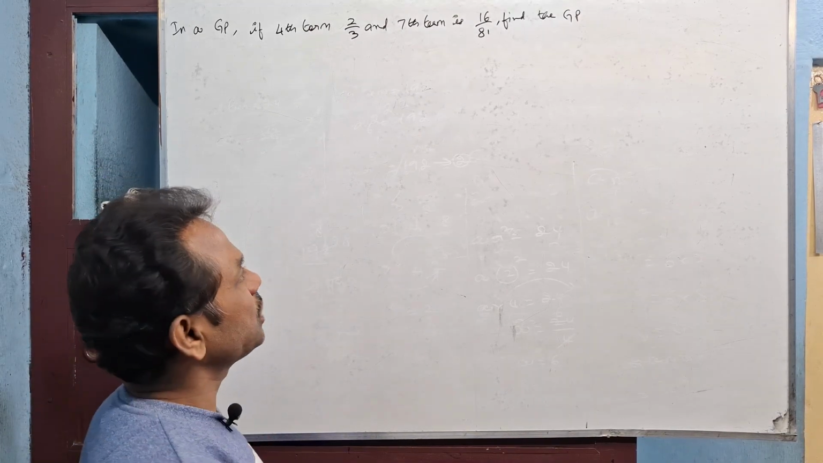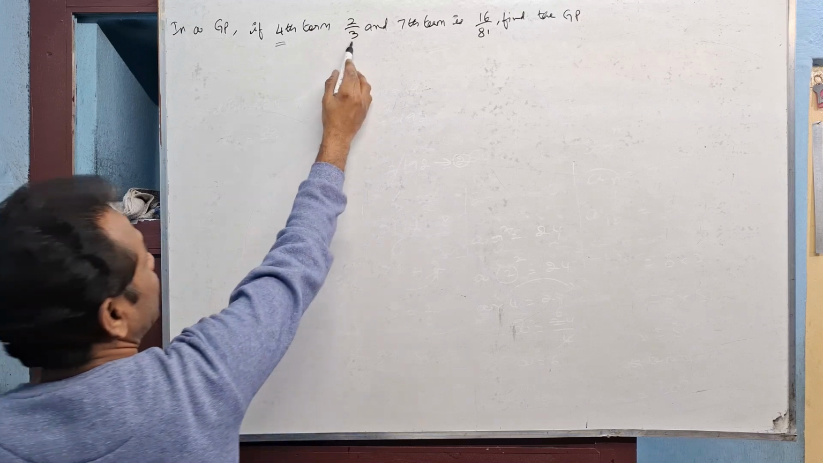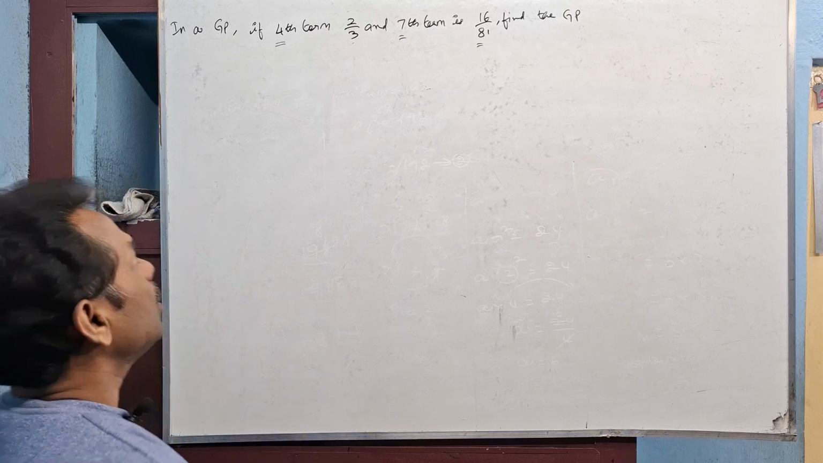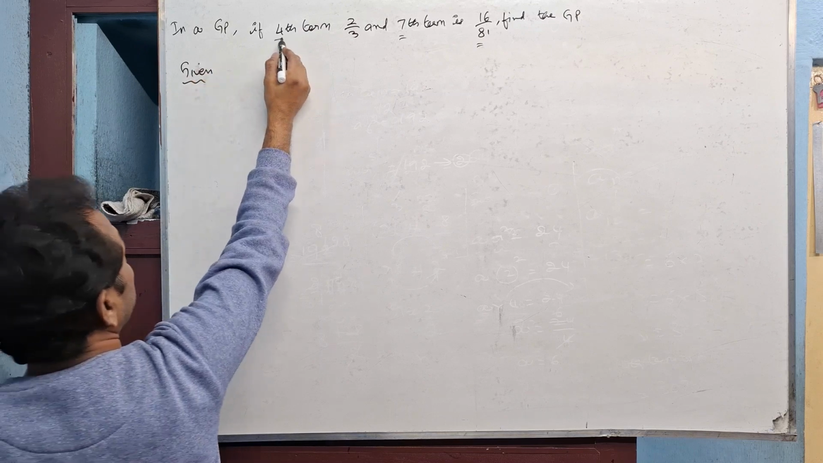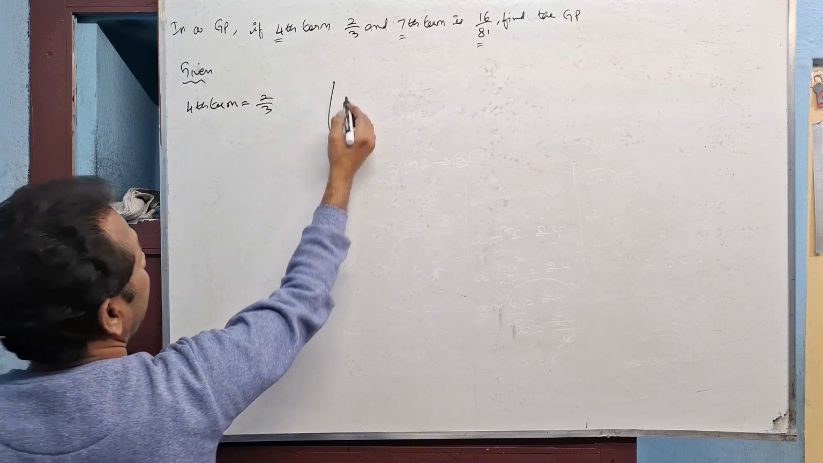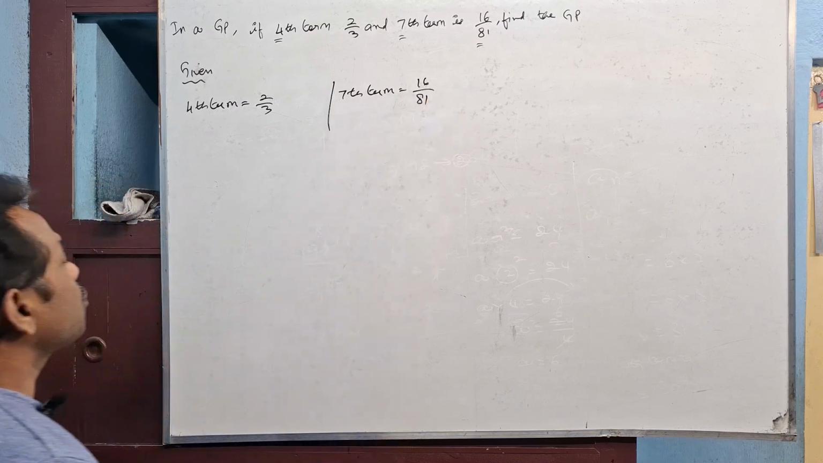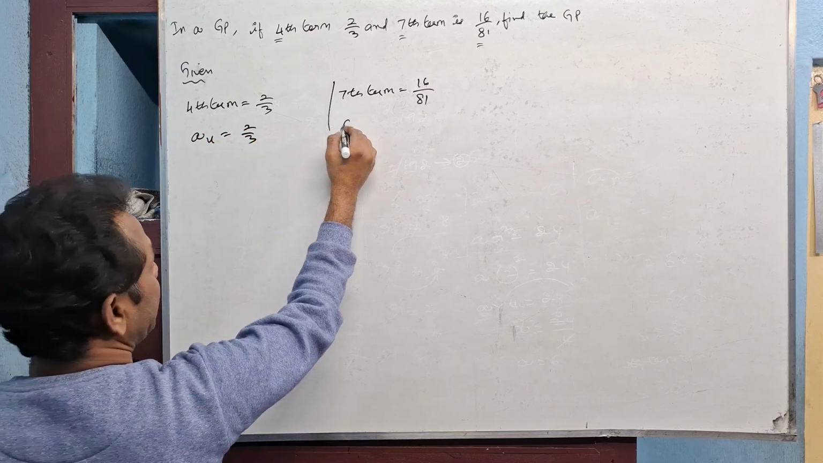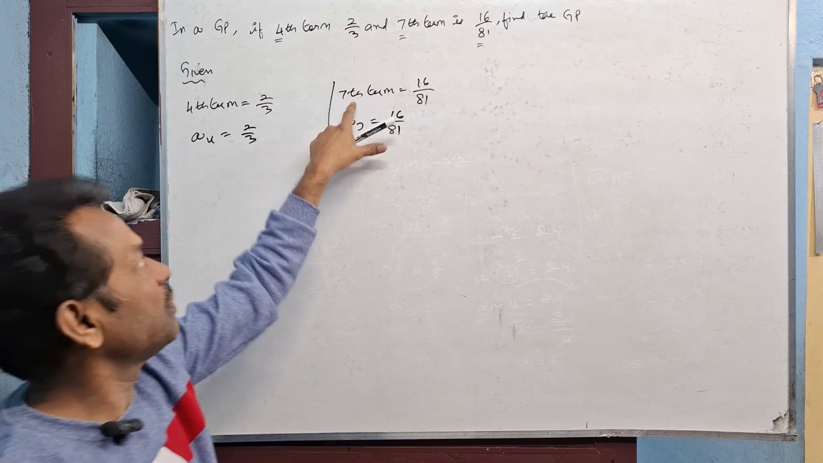Let us do one more question similar to the previous question. In this question, it is given that the fourth term of a GP is 2 by 3 and the seventh term of the GP is 16 by 81. We need to find the GP. So as per the question, the fourth term is 2 by 3 and the seventh term is 16 by 81. We can write the fourth term as A4 equal to 2 by 3 and the seventh term as A7 equal to 16 by 81.